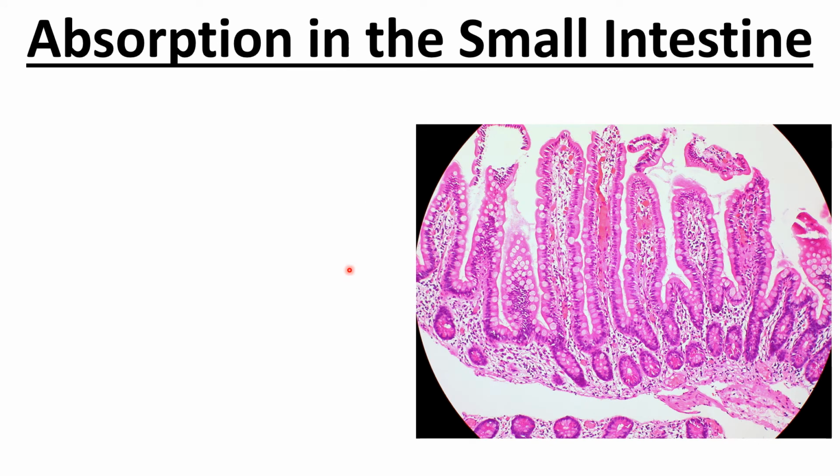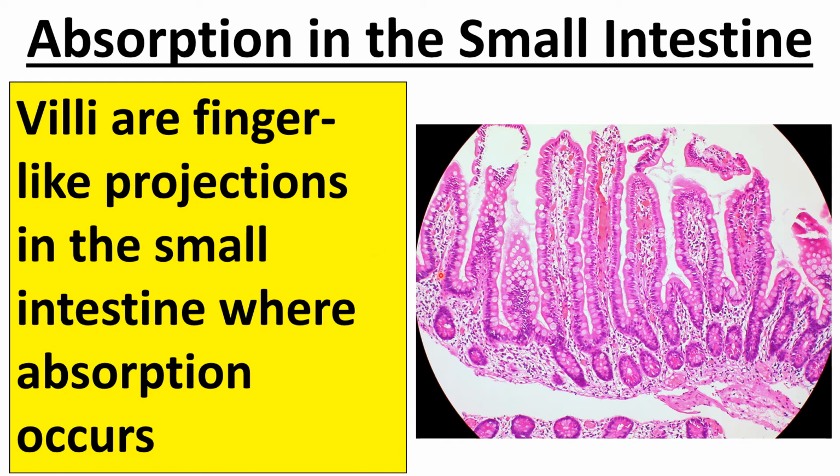And if you were to look within the small intestine, this is what you have. So we mentioned it before. This is the villi, and this is an actual image from someone or something's stomach. So they look like little fingers. So there's a villi there, there's another one there, there's another one there. So they're finger-like projections, and that's where absorption occurs.